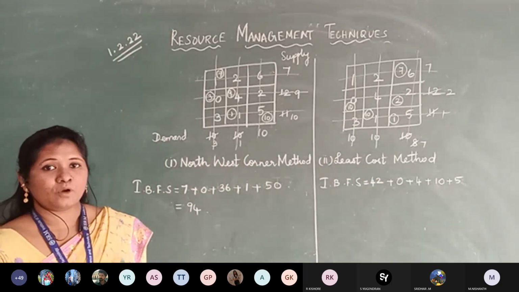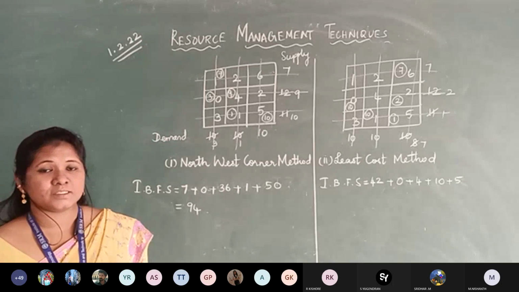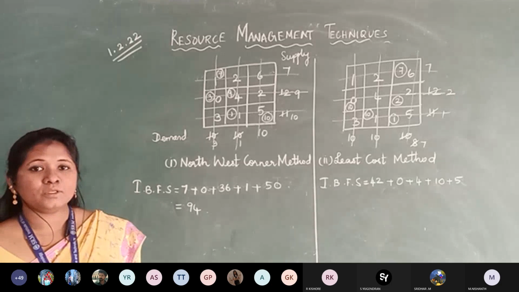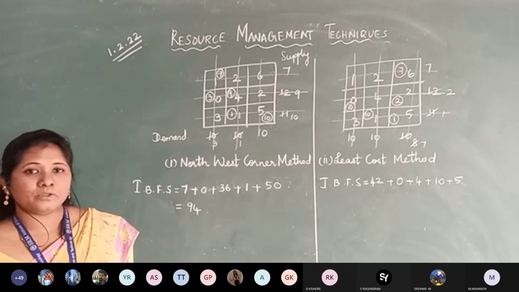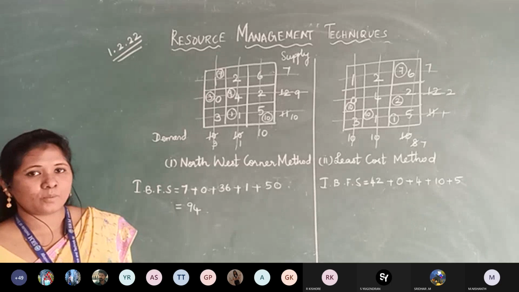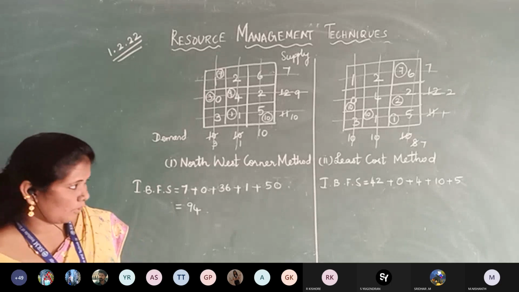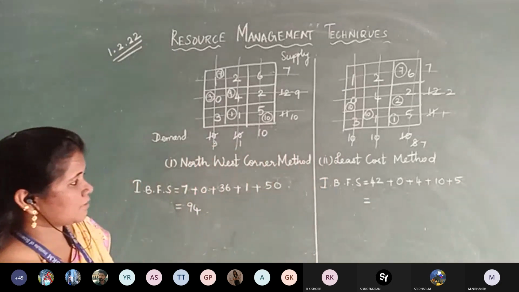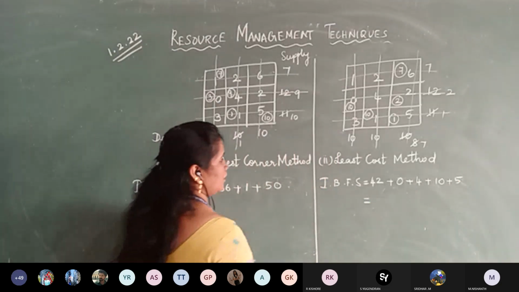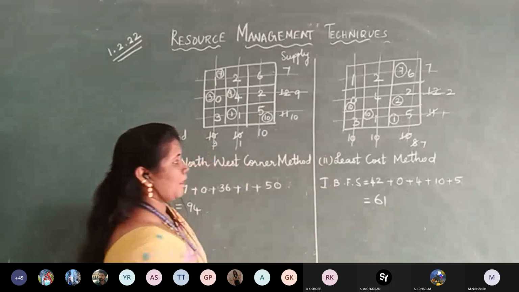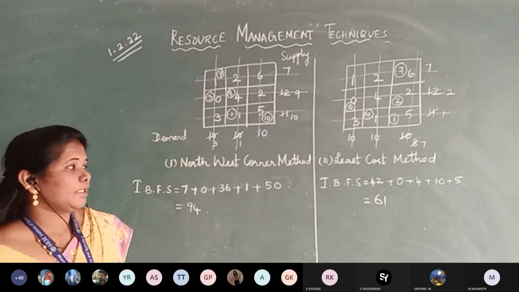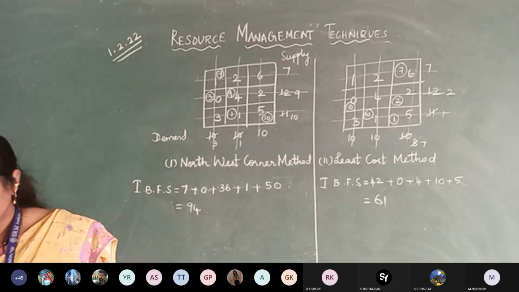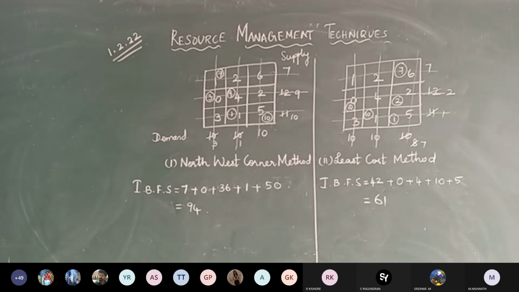If at all I have done that problem without taking into consideration that 0, just cancel out that problem. This is the correct one. You have to take your least value first and then go into the next least value. Probably I would have left out the 0. So then you add it, you will be having 46, 56, 61. So for your least cost method, your initial basic feasible solution is 61. Write it down.